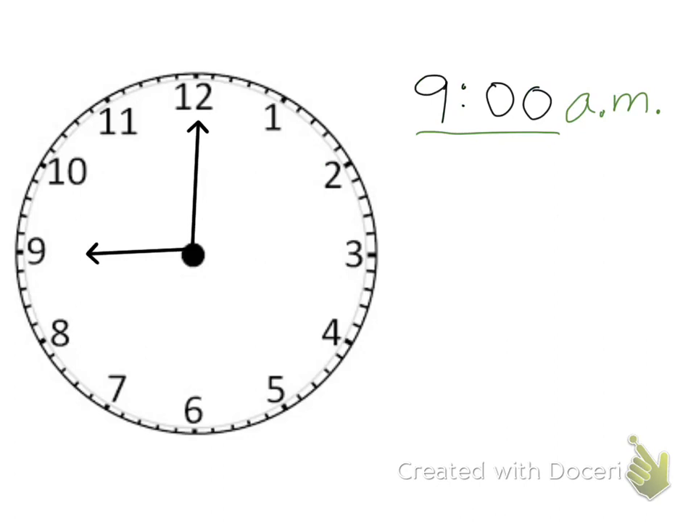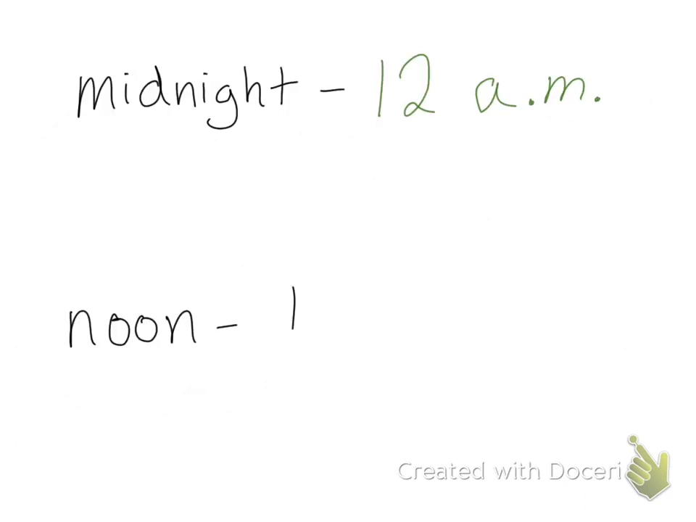Now, 9 o'clock in the evening or at night is called 9 o'clock PM. So a lot of people call noon 12 PM. Now, AM stands for the words ante-meridiem, which is Latin for before noon. And PM stands for post-meridiem, which is Latin for afternoon.